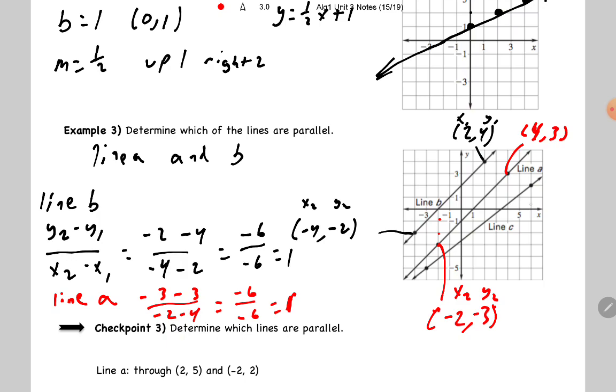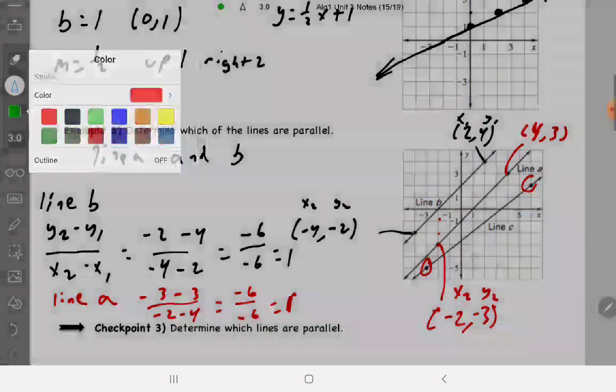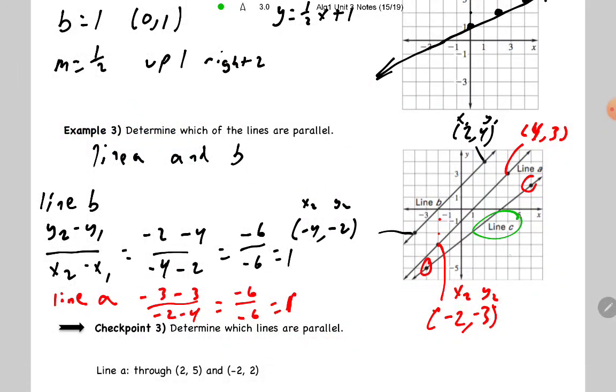Now we know line C is going to eventually cross both line A and line B at one point. But if you wanted to prove it, you would need to find the coordinates of these two and find the slope. And when you do, the slope of line C would be 7 over 9, which does not match. So once again, the answer is line A and line B.